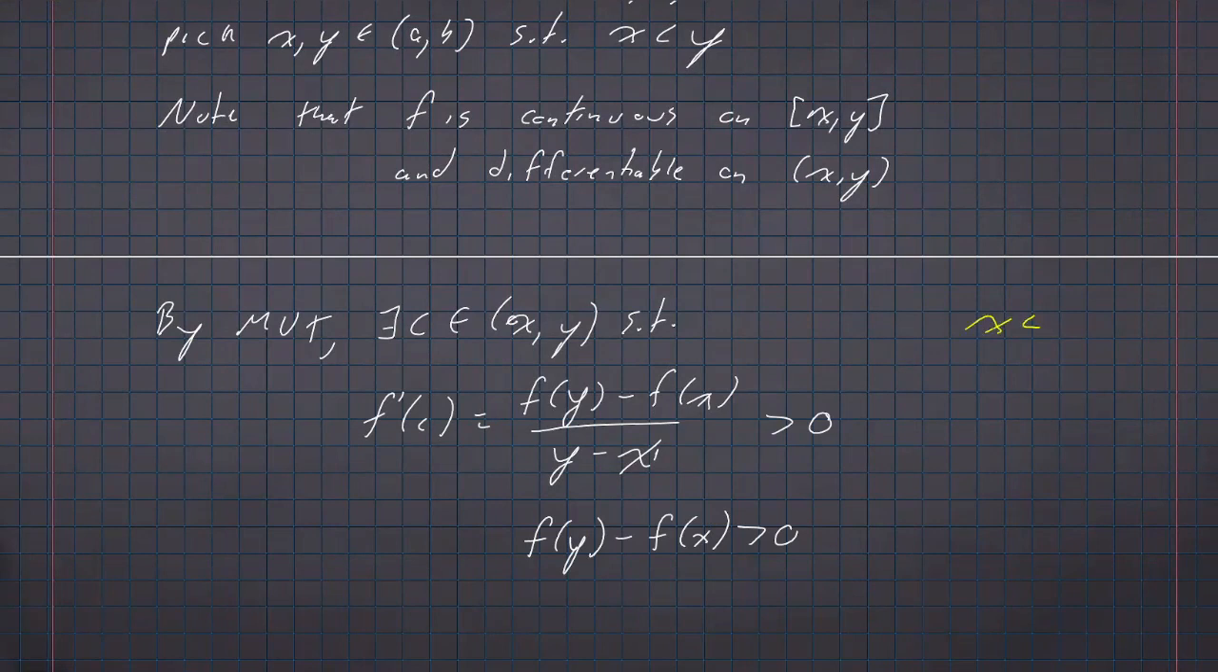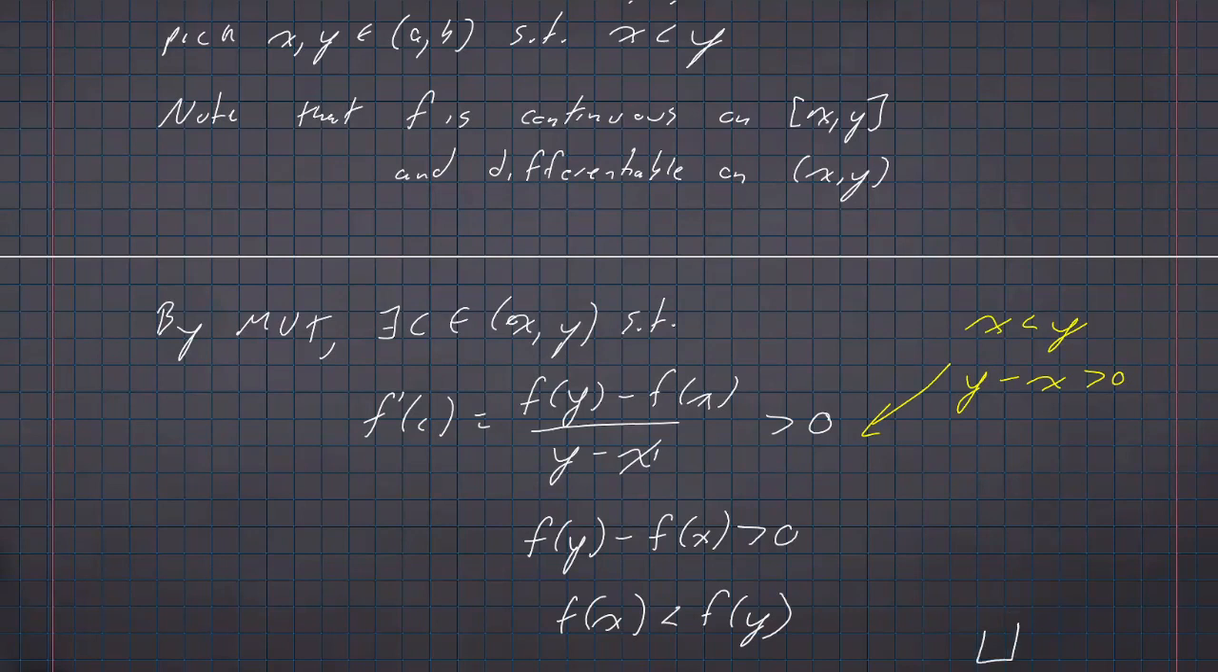So let me go off to the side and put the note in. We know that x is less than y, and I used that to say that y minus x is positive. So we can multiply by y minus x on both sides, giving us that f of y minus f of x is positive, which means that f of x is less than f of y. And that's exactly what it meant for a function to be increasing.